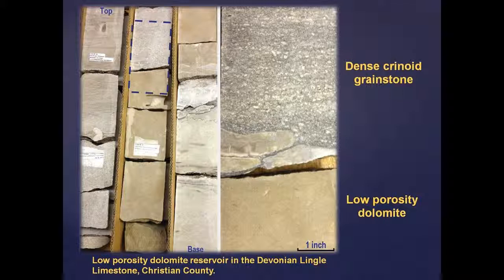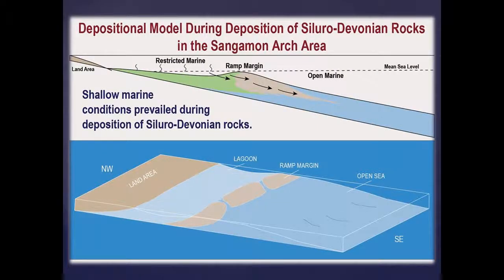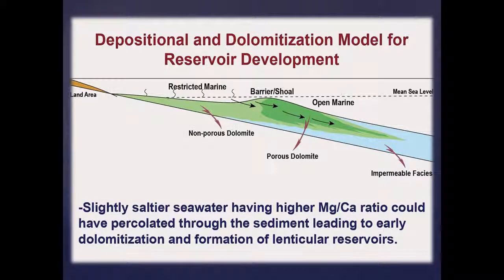Dolomitization and formation of the voids and dolomite crystals occurred right after deposition, as a result of dissolution of the limestone and formation of dolomite in the previously deposited sediment. In the restricted marine environment, slightly higher salinity seawater with a higher magnesium to calcium ratio could have percolated through the previously deposited sediment, and dolomite could have formed in this way.